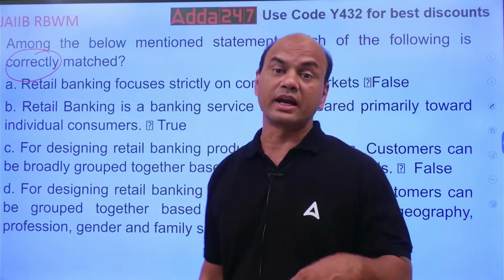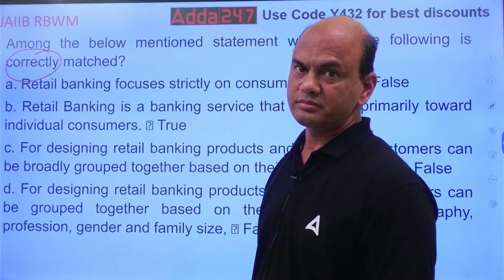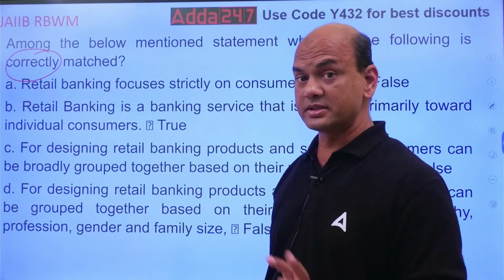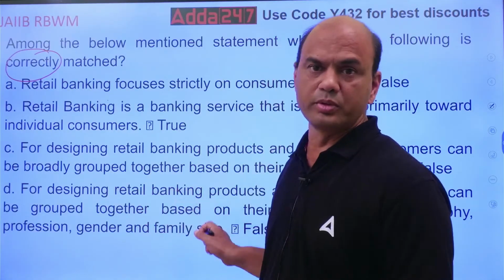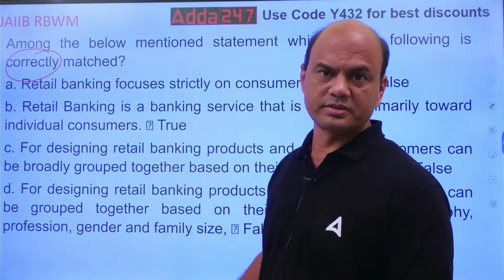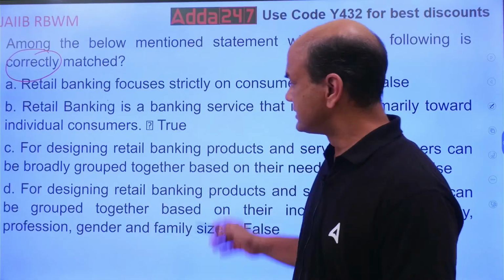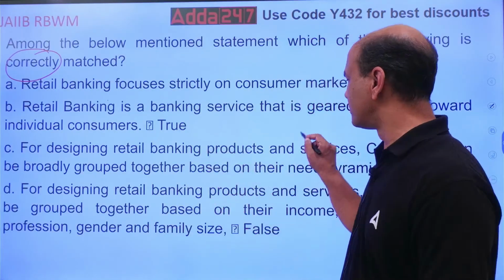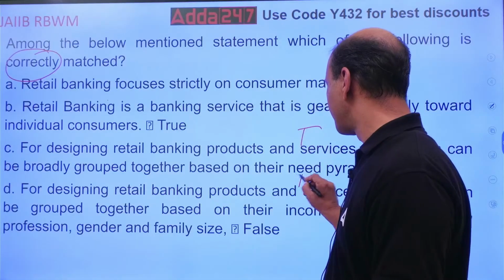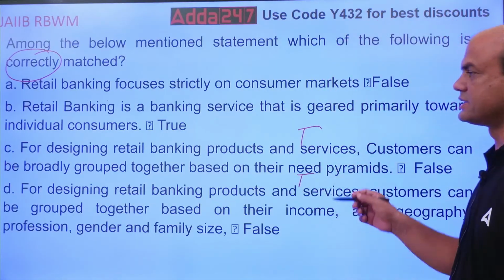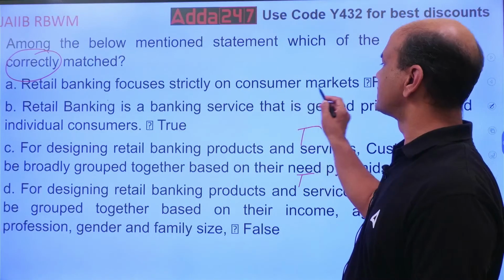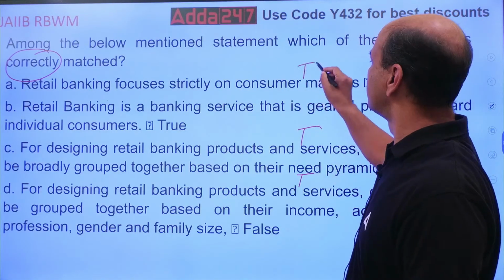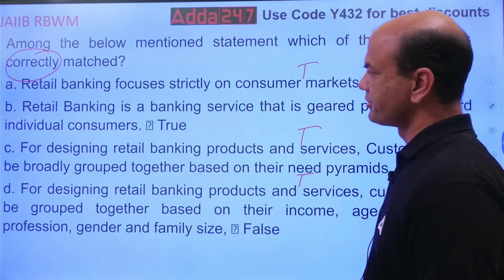So which one is correctly matched over here? Correctly matched. The statement should be either true and true, both true, or false and false. C and D, if you see, the statements are true, but the matching is false. So these are out. Retail banking strictly focuses on consumer market. This is true, but matching is false. Out.